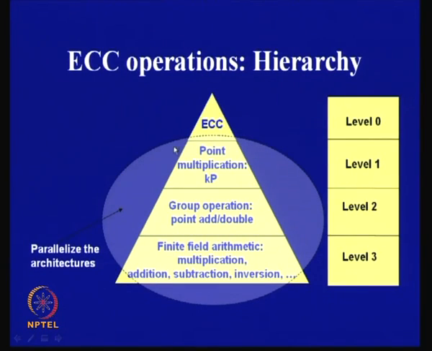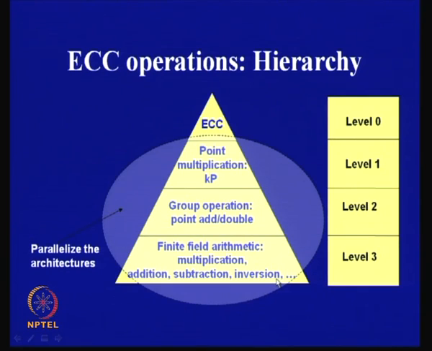So, let us go step by step. This is how the broad diagram of the elliptic curve hierarchy looks. You can see that the basic elliptic curve operation is based upon point multiplication, called kP, where k is a scalar and P is a base point. It is based upon group operations which are point addition and point doubling. And that is again based upon the finite field operations like addition, subtraction, inversion and so on.